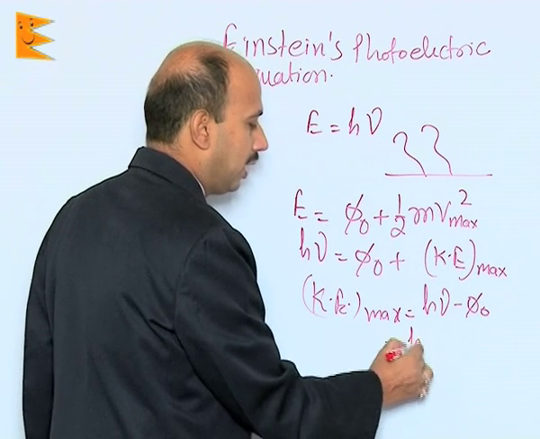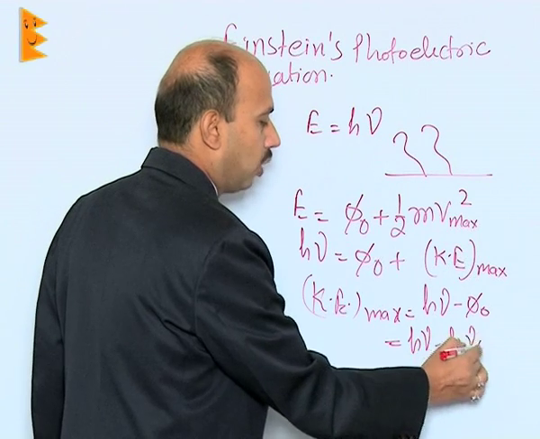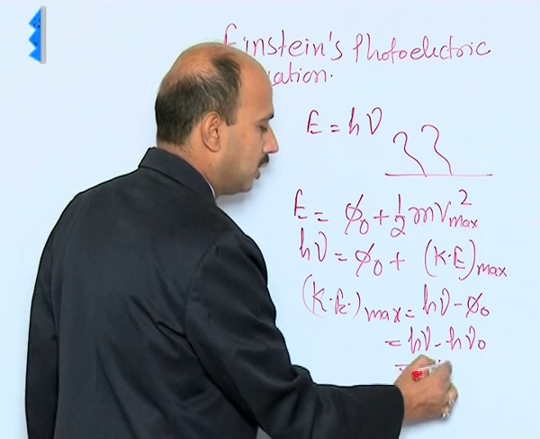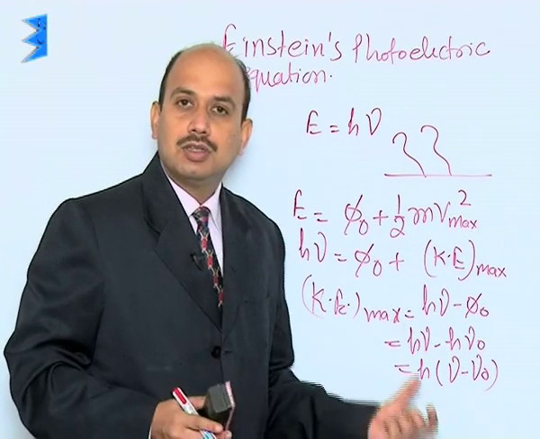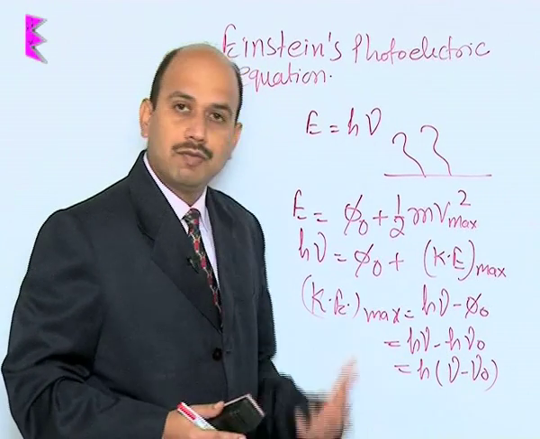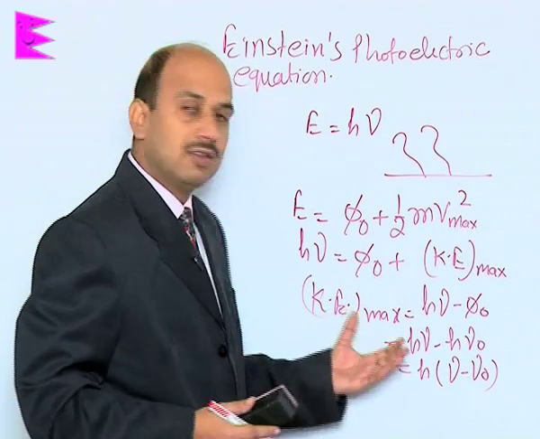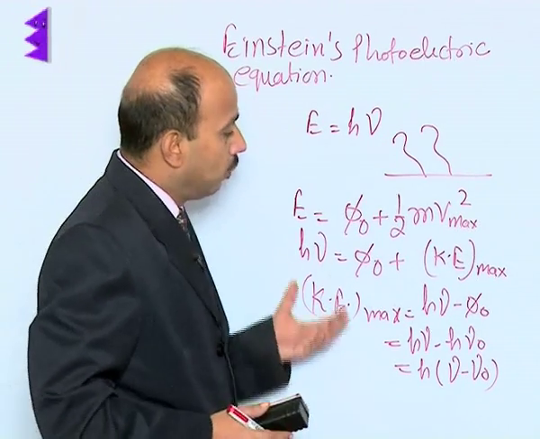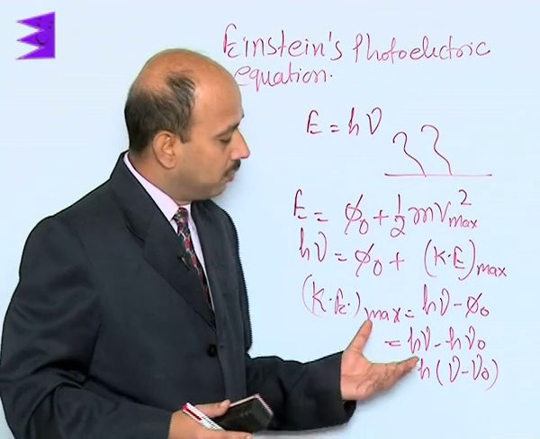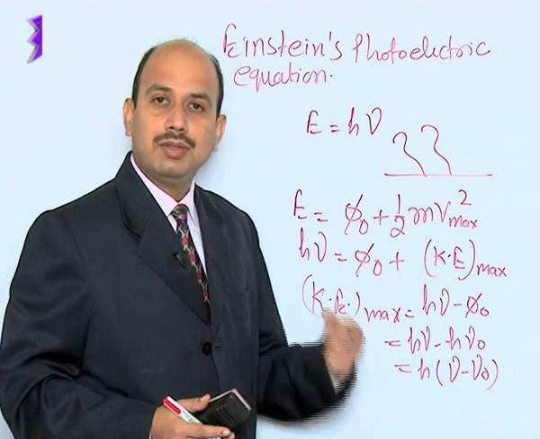We can also write h nu minus h nu naught, or h into nu minus nu naught. Here nu naught is known as the threshold frequency and nu is the frequency. So this is Einstein's photoelectric equation. Now see here, we can justify all laws of photoelectric emission by using this equation.